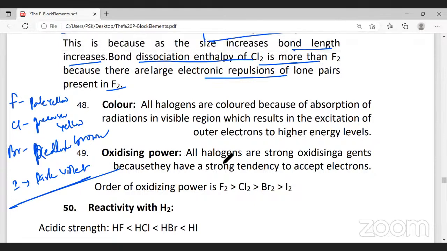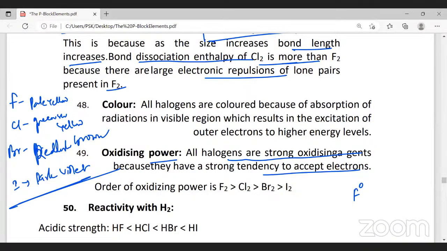Oxidizing power. All halogens are strong oxidizing agents because they have a strong tendency to accept electrons. Anything which undergoes reduction is called an oxidizing agent. If fluorine, the charge is 0, accepts an electron, you get fluoride, F minus. So decreasing charge is called reduction, and the thing which undergoes reduction is called an oxidizing agent. Fluorine is a stronger oxidizing agent than chlorine, chlorine is stronger than bromine, and bromine is stronger than iodine.